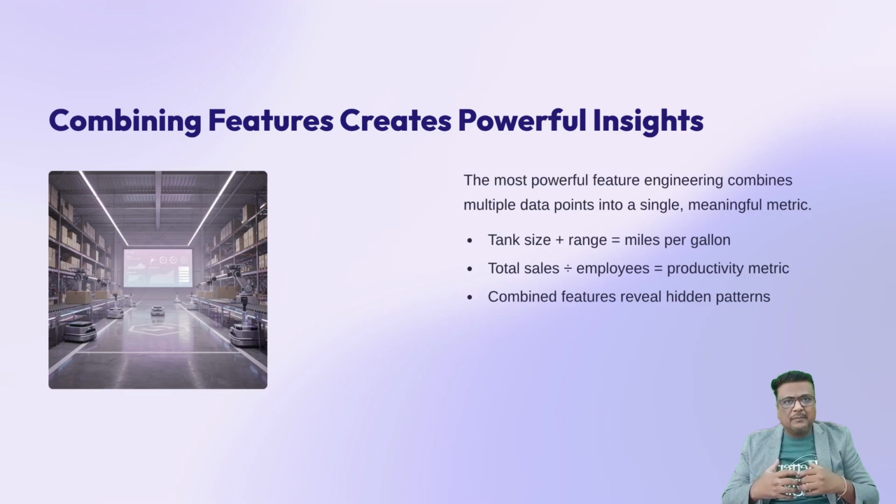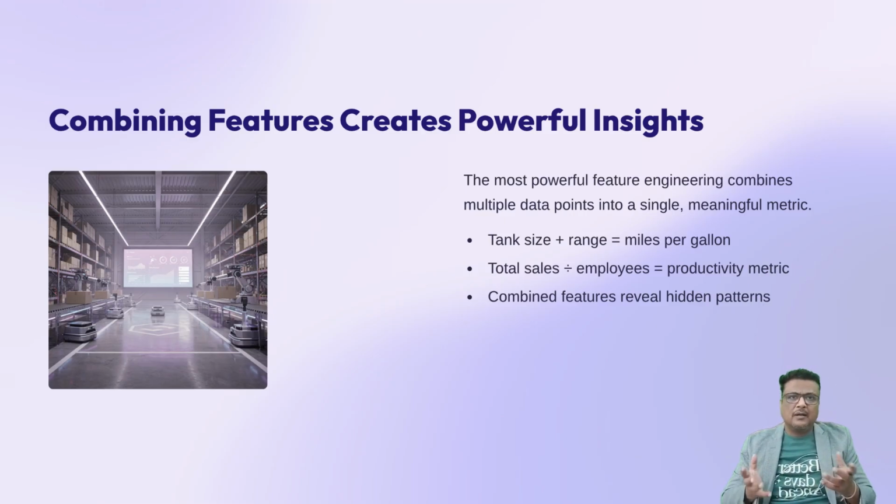The official study guide mentions that one of the most powerful ways to engineer features is by combining multiple raw data points into a single, more meaningful metric. Sometimes two numbers on their own are okay, but when you put them together, they tell a much bigger story. Think of it like this. If I tell you a car has a 20-gallon tank, that's one fact. If I tell you it has 400 miles of range, that's another. But if you divide them to get miles per gallon, you've created a new feature that is way more useful for comparing cars than the two original numbers were alone.